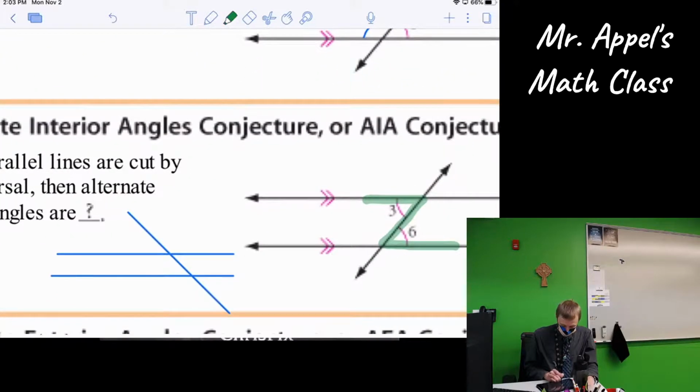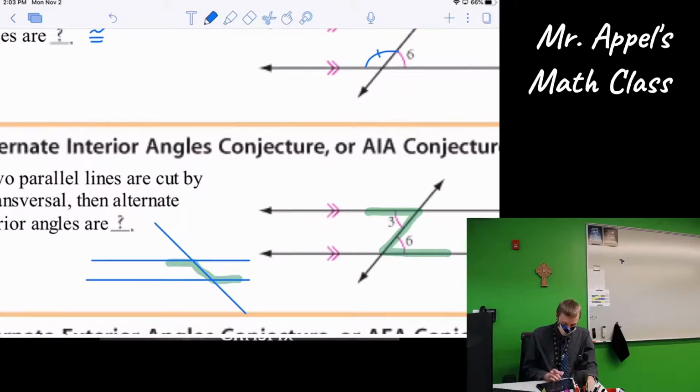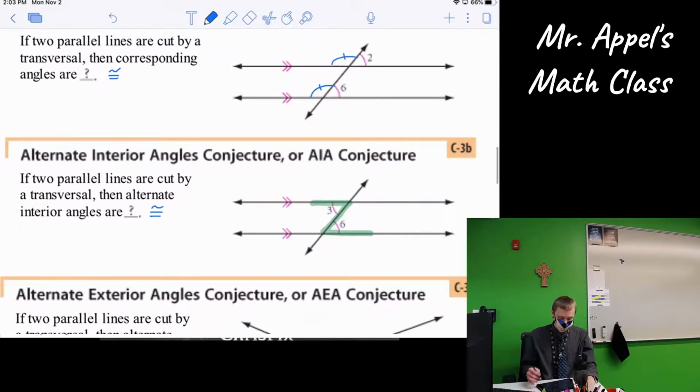I can still make the Z shape here, but now I have two obtuse angles, right? Yeah, there we go. They are going to be congruent again. Sensing a pattern here, don't you? A lot of congruency.